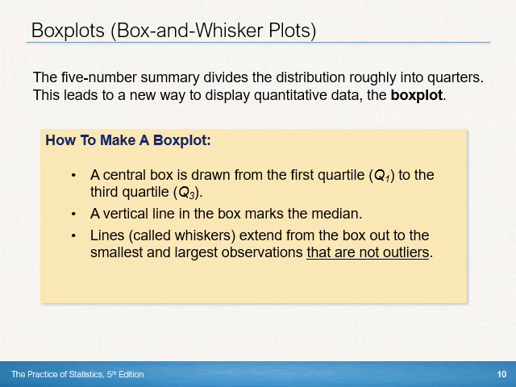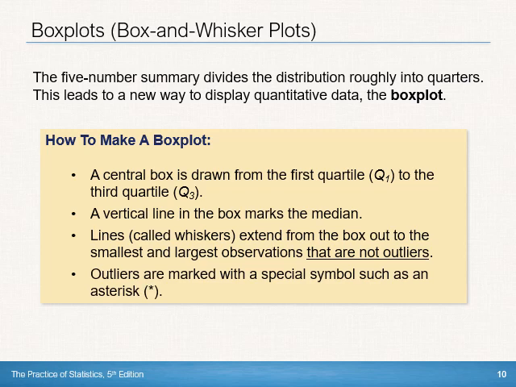So we never draw the whisker out to an outlier. Again, it'll make more sense when we go through an example. The outlier itself is indicated by an asterisk or a dot of some sort. Okay, let's look at our travel time example.